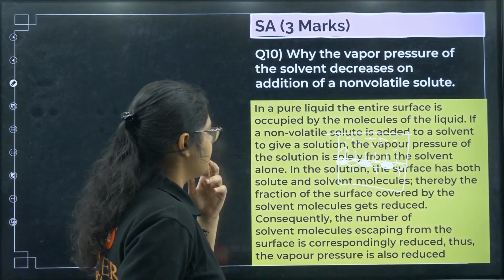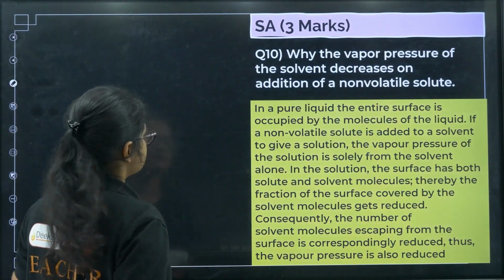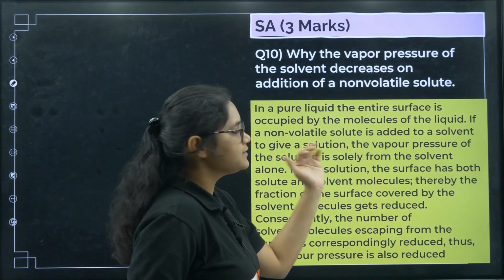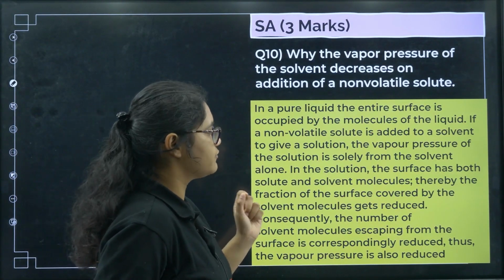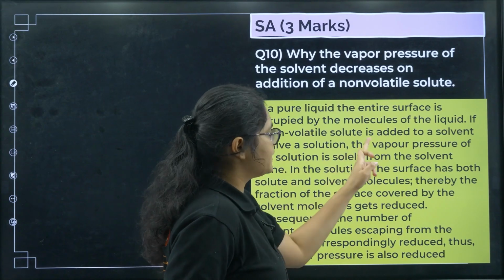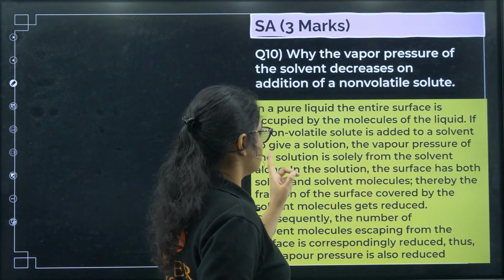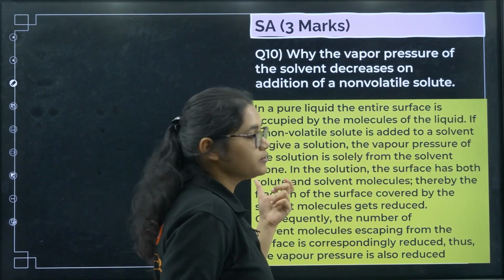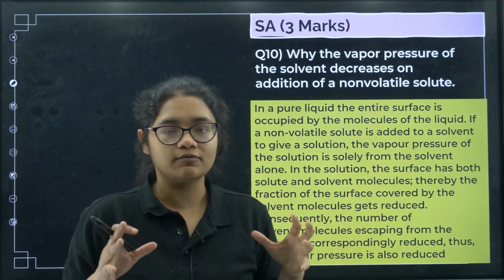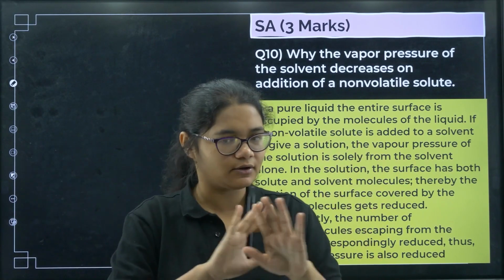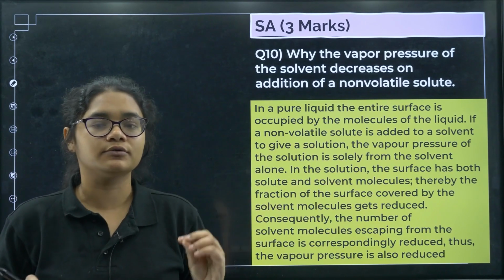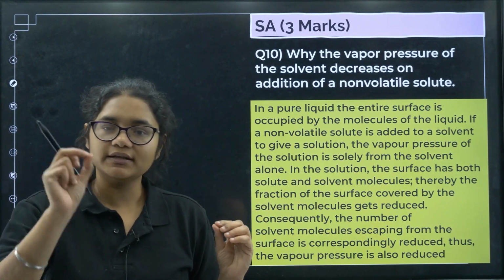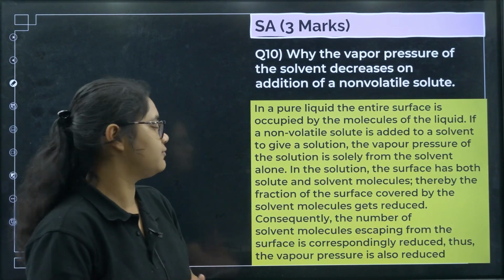So you can see, in a pure liquid the entire surface is occupied by the molecules of the liquid. If a non-volatile solute is added to a solvent to give a solution, the vapor pressure of the solution is solely from the solvent alone. Now the solute is non-volatile, it will not evaporate, right? It will not have any contribution to the vapor pressure. So it is only the solvent molecules which will create the vapor pressure.